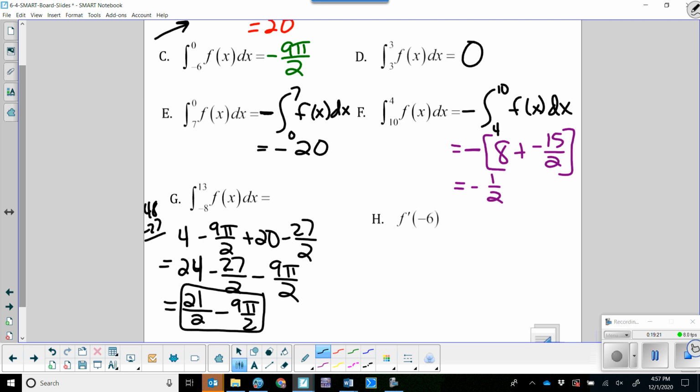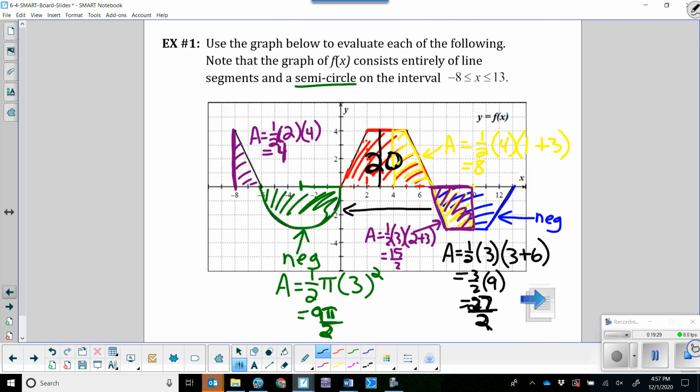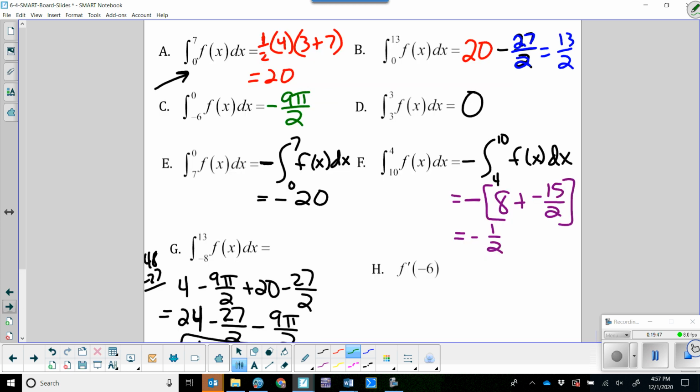Okay, some other questions that are being asked that don't have to do with integration is H. H says, what is f prime of -6? So let's go back to this graph and let's go find -6. So -6 is right here, and they're asking, what is the derivative right there? Well, you have a line segment coming into a circle. So you have a cusp there. So the derivative is undefined.